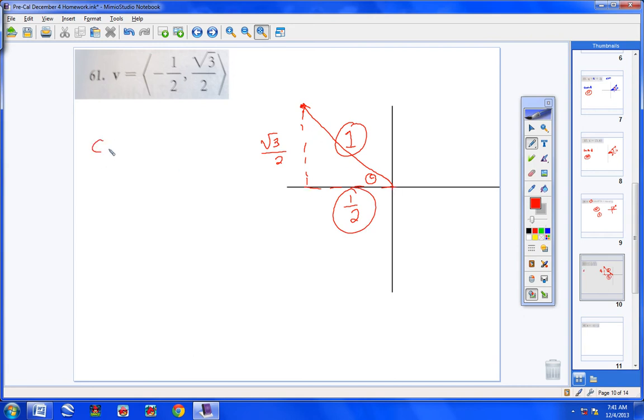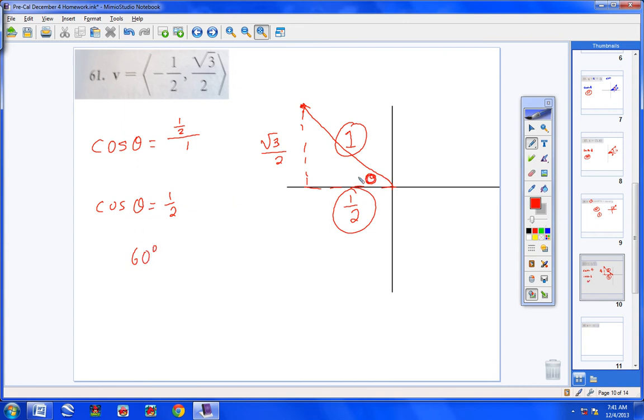I think that would be easy. Whenever you're using adjacent and hypotenuse, you want to use cosine. So cosine is adjacent over hypotenuse. Well, anything over 1 is just itself. So 1/2 over 1 is just 1/2. So now you're trying to find the angle that when you take the cosine of it, you get 1/2. And that's going to be one of the angles on your table, by the way. If you'll look, you'll see it's 60 degrees. Okay, so the cosine of 60 is 1/2.